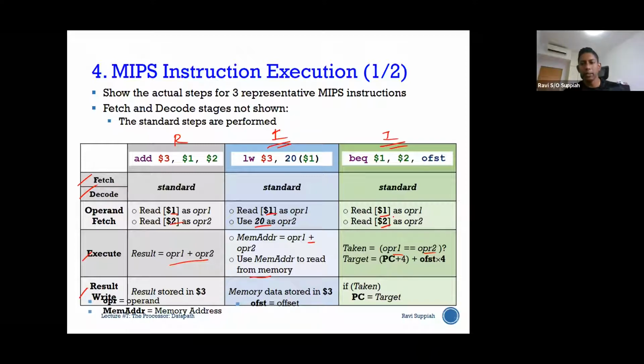So in this BEQ, I'm not writing to any register. I'm not updating any register. Register 1 and register 2 both will not change after the operation. I am just going to make use of the result of whether they are equal or not to change my PC value. So three different types of instructions doing very different things, but your processor must be able to interpret each instruction correctly and perform the necessary steps for us.